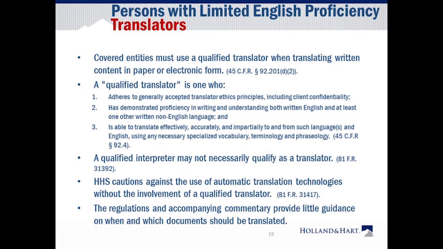Okay? A qualified interpreter is not necessarily qualified as a translator, so interpreters aren't automatically capable of doing the translation requirements under the ACA's new rules. HHS cautions against the use of automatic translation technologies without the involvement of a qualified translator. So simply speaking into your phone and asking it to translate is not sufficient unless it's under the supervision of a qualified translator. And the regulations and accompanying commentary provide little guidance on when and which documents must be translated.